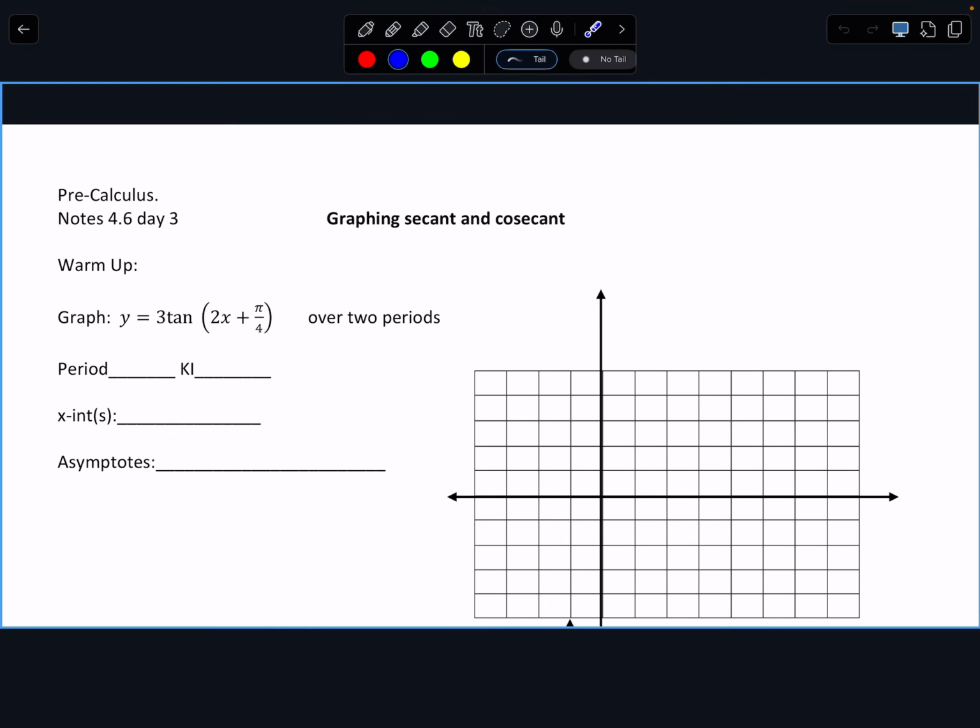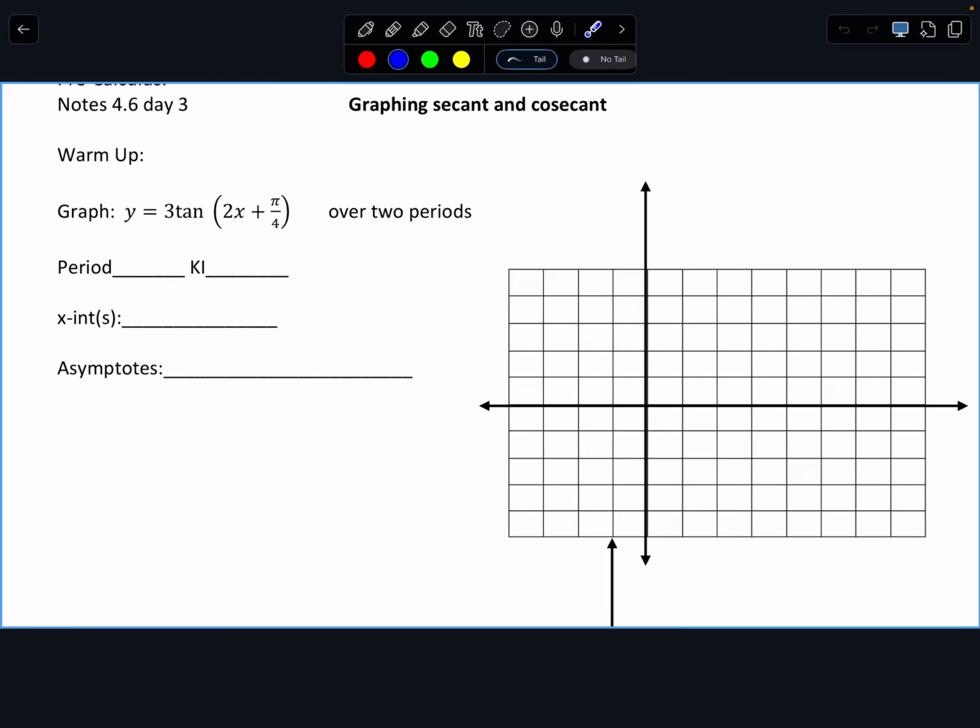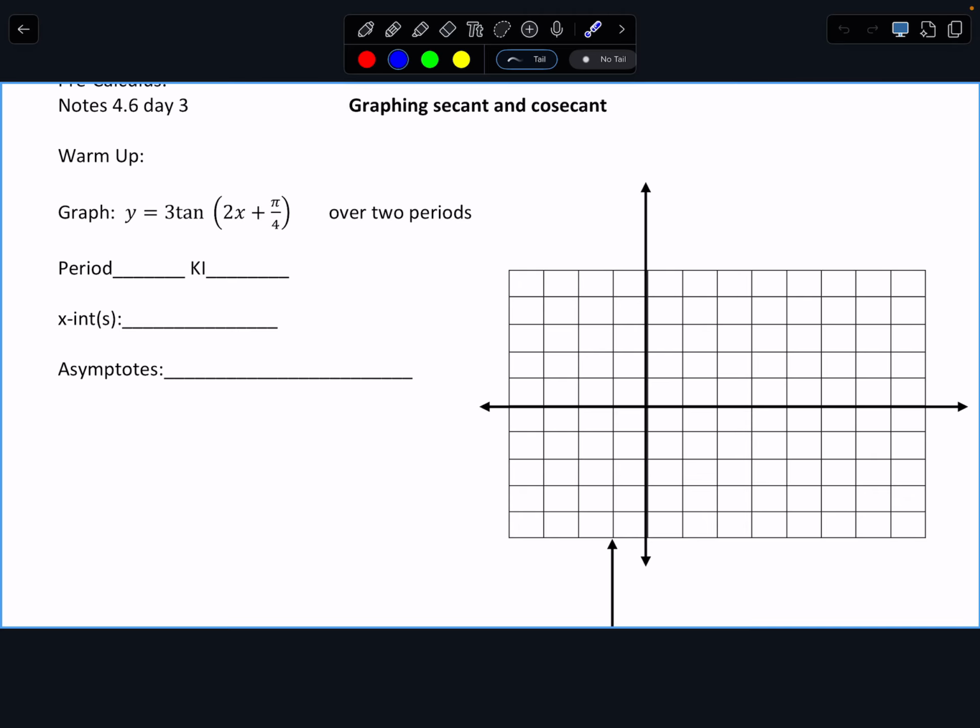Pre-calculus 4.6 day 3. We're going to be learning about secant and cosecant today, but we have a little warm-up with tangent. And the first thing I want to do is make use of structure and pull out the 2. When you pull out the 2, it's actually multiplying the pi fourth by 1/2, the reciprocal. And that helps us find our phase shift. And since it's tangent, the period is pi divided by b, and b is 2.